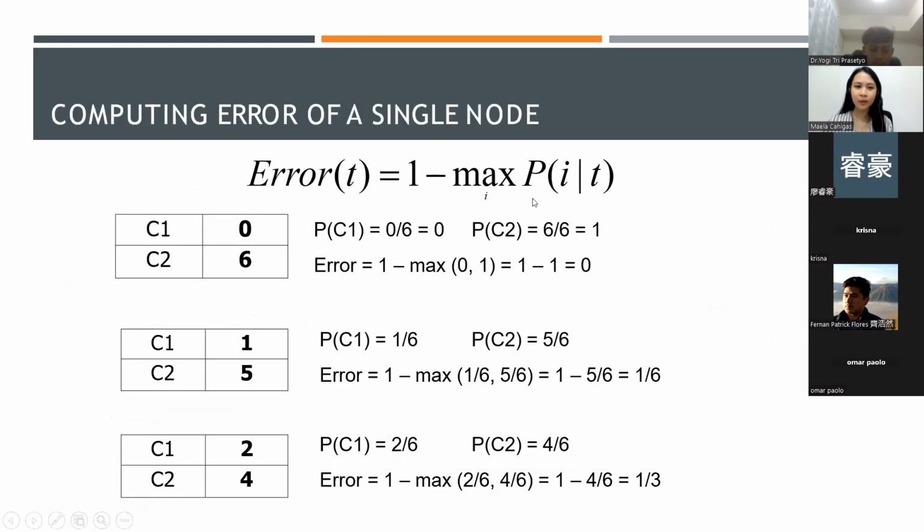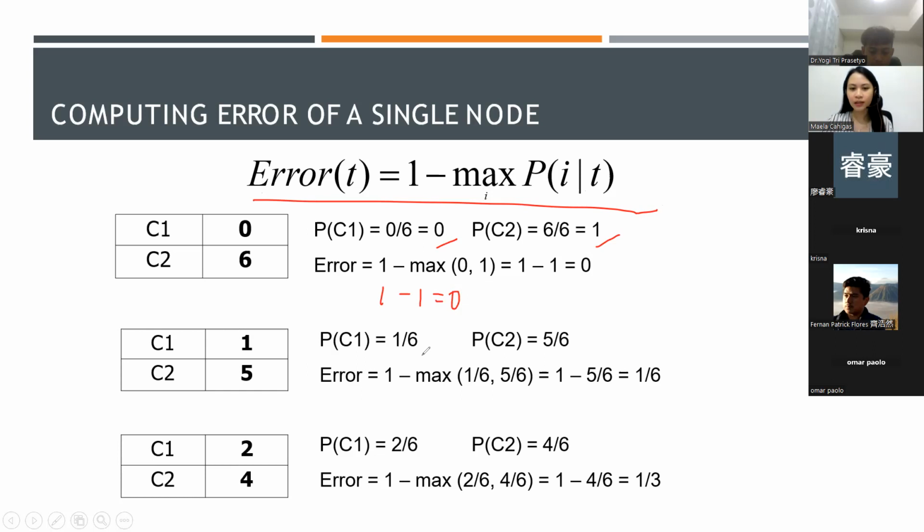Okay. But how about for the misclassification error? The misclassification error only has a different formula. So they only differ in the formula, but their concept is pretty similar. In this part, you just have to find the maximum value between your two probabilities. So in this part, the maximum value between these two is 1. So that will mean 1 minus 1 is equal to 0.